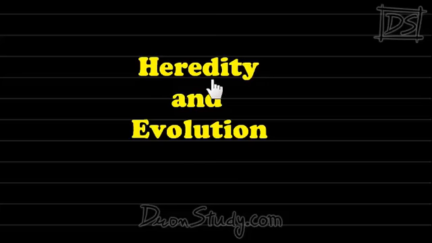So let's start this chapter called Heredity and Evolution. Here the two terms that we are using, what do they mean? So let's talk about heredity first. Let's start with you only. You do resemble your mom and dad, right? A little bit. This particular thing is called heredity.